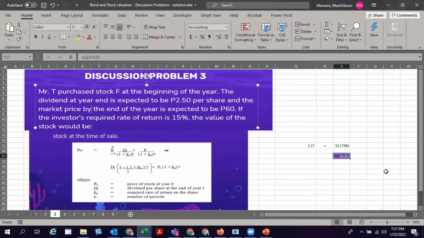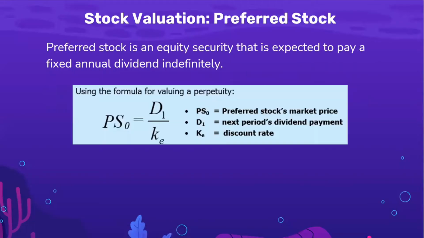Again, class, in stock valuation there are two elements: the price now plus the projected dividend, estimated using the required rate of return. So the value of the stock would be 54.35. So that's problem number 3.